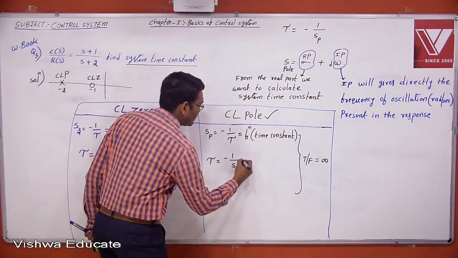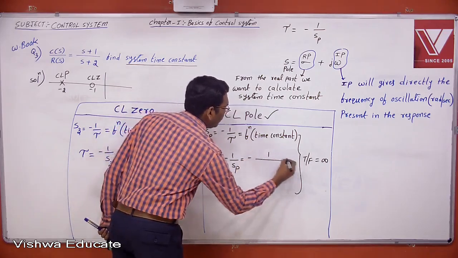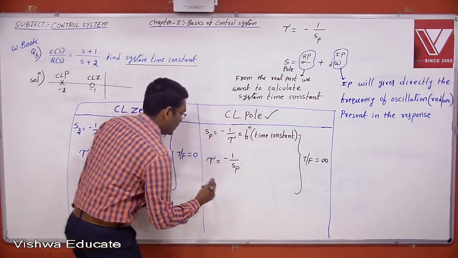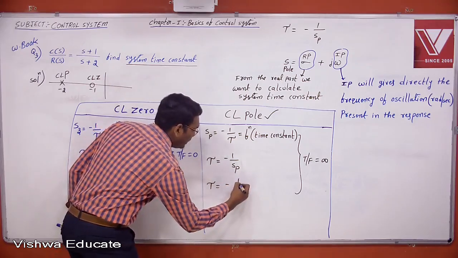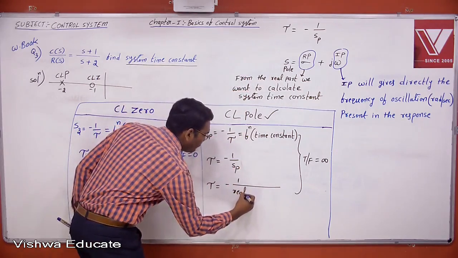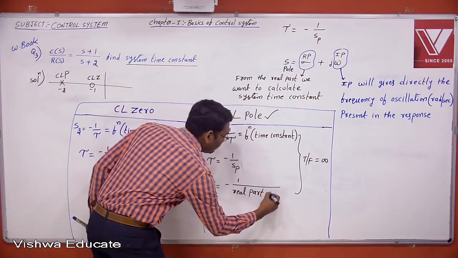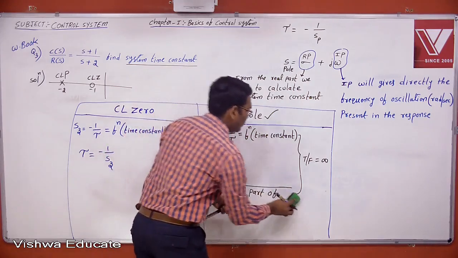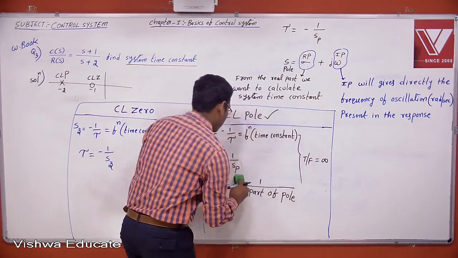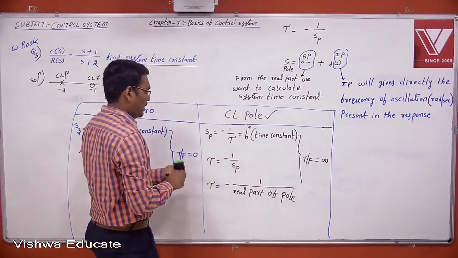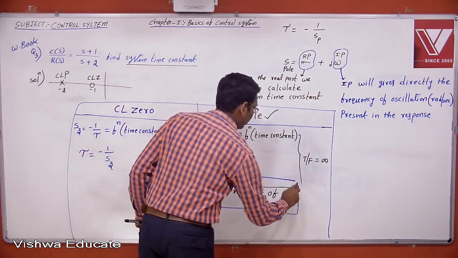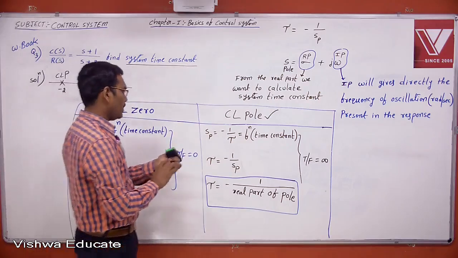The time constant is nothing but the negative of the reciprocal of the pole. In the pole, which part? Real part. Therefore, this is nothing but the time constant, which is the negative of the reciprocal of the real part of the pole. So this is the time constant definition, and that is the question he is asking.